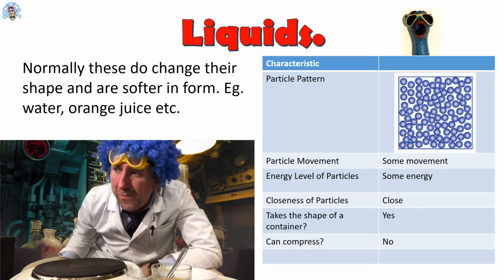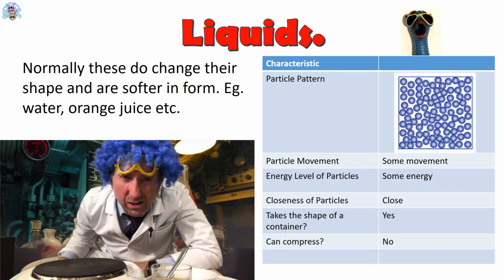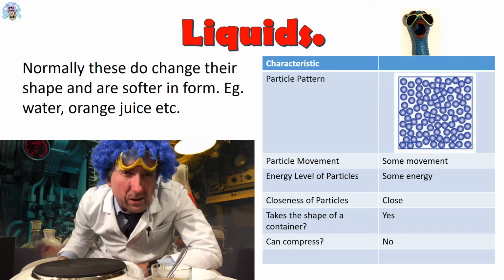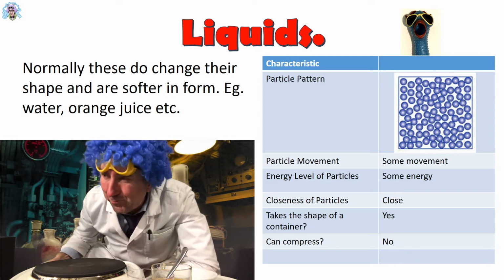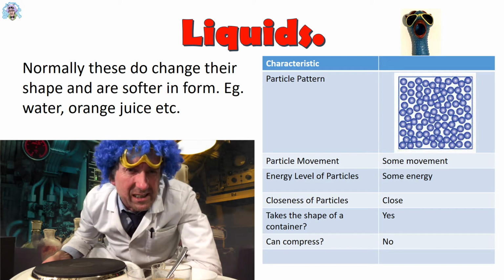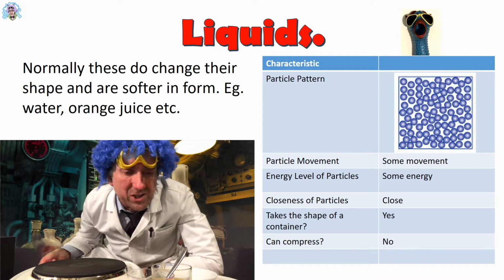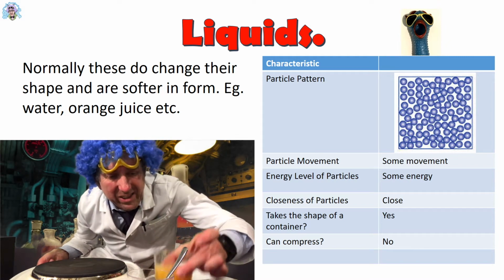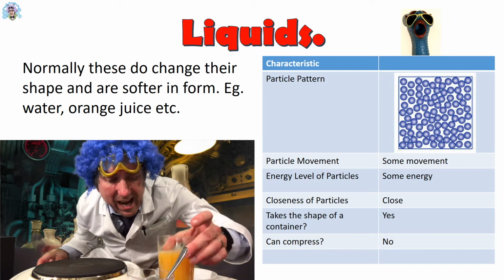Apart from that, they are fairly close still, right? There's still a little bit more space than there was with the solids, but the atoms are still fairly closely packed together. And then finally, the last couple of things. Does it take the shape of a container that it's put into? Well, yes. Look at this liquid. I put orange juice in here and it has taken the shape of the container.